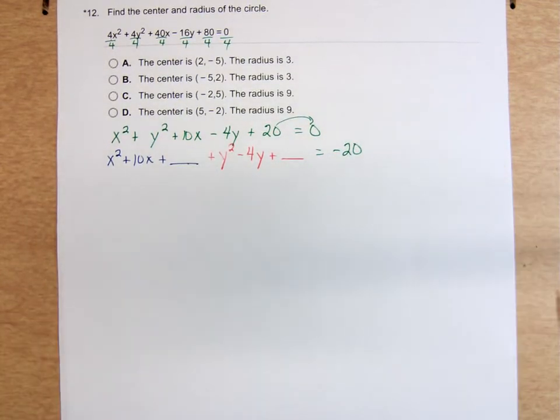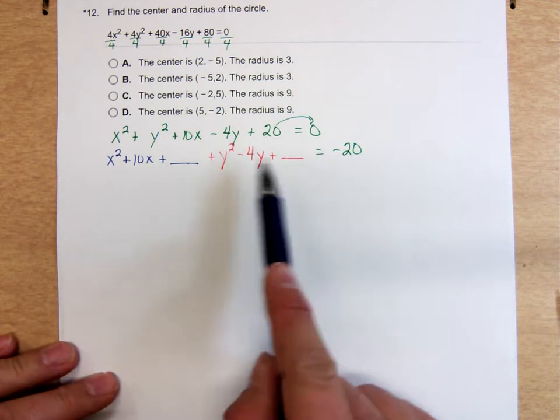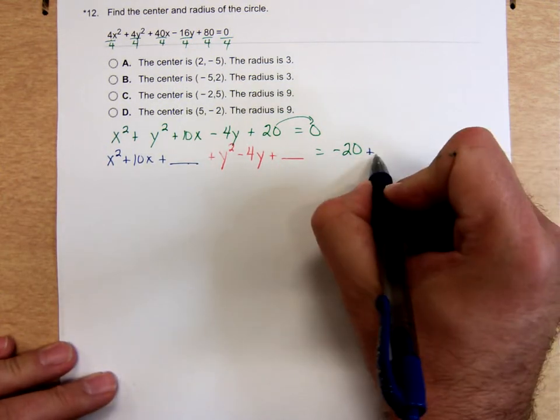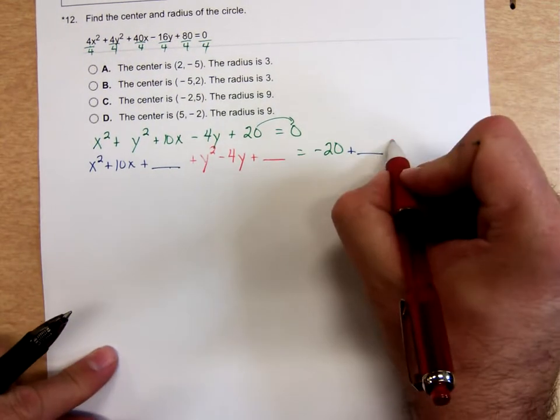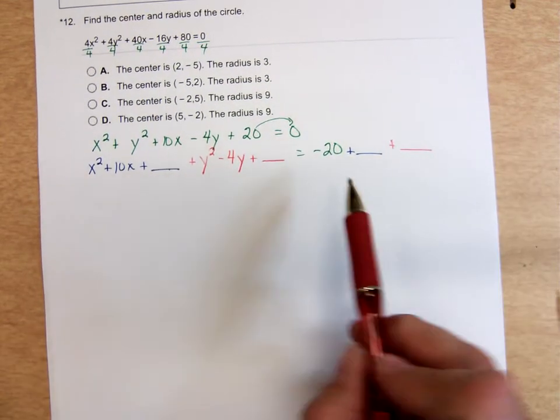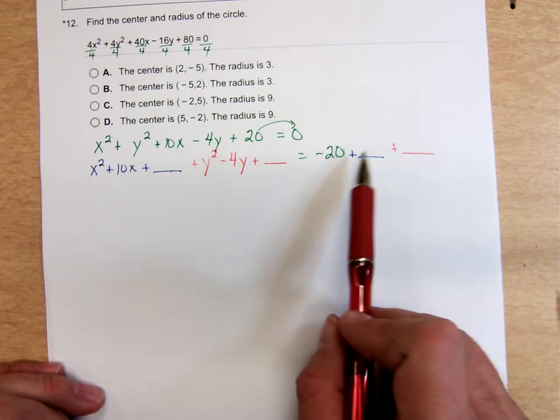So I'm going to be adding a blue number and a red number to each side, filling in these blanks. Whatever I add to the left, I have to add to the right. So that's why I'm putting these blanks over here on the right also.